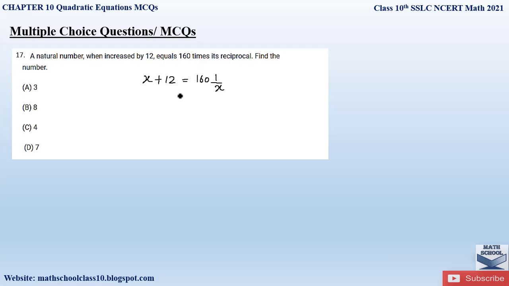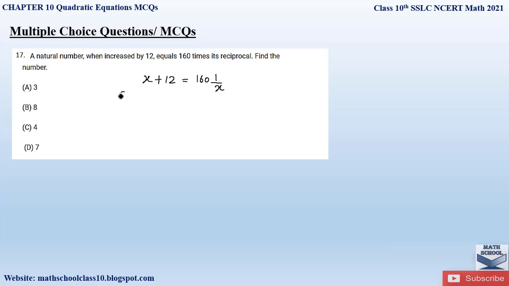After writing down the equation according to the question, the long method is to cross multiply, and you will obtain a quadratic equation. Then you have to find the roots of this quadratic equation by using any of the three methods: the factorization method, the completing the square method, or the quadratic formula. Again, that will become a lengthy process. So the shortcut method is to use the given options. Whichever given option satisfies this equation will be our correct option.